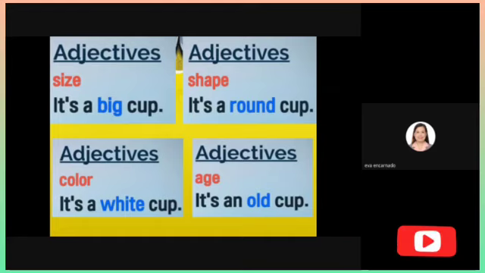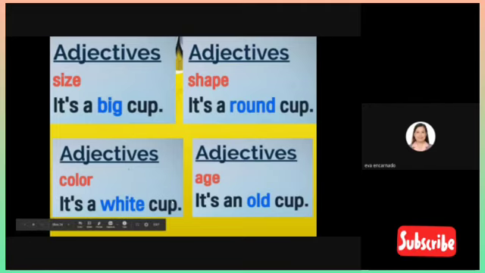Example pa ng descriptive adjective. It could be talking about size, di ba? It's a big cup. What kind of cup? Big, all right? Next, we could be talking about shape. What kind of cup? It's a round cup, di ba? Or color, adjectives of color. What kind of cup? White, di ba? Age, old cup.